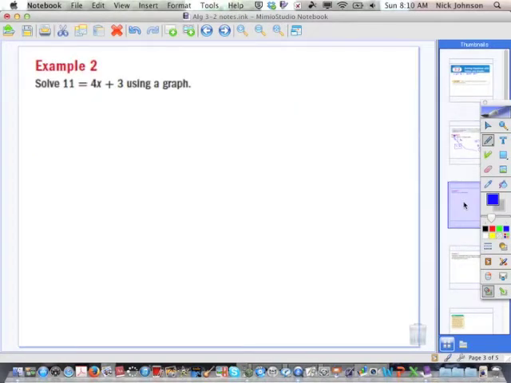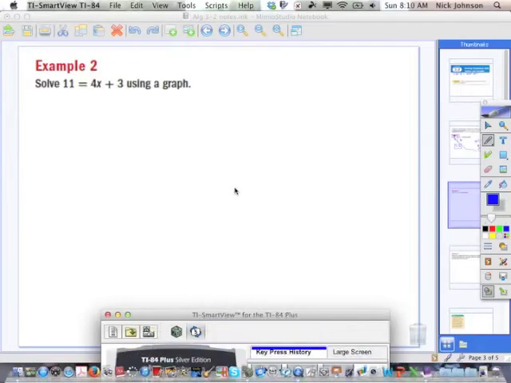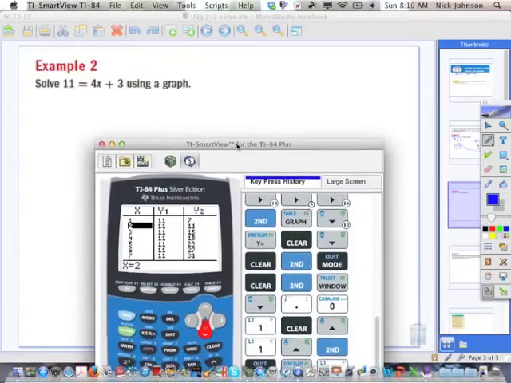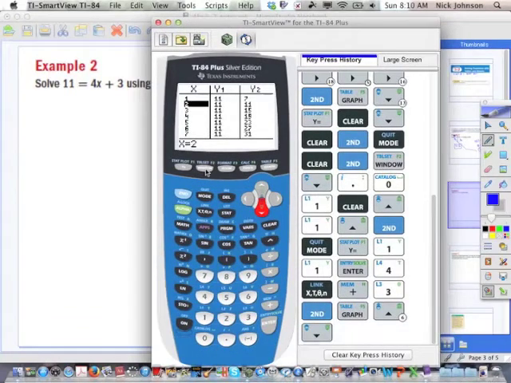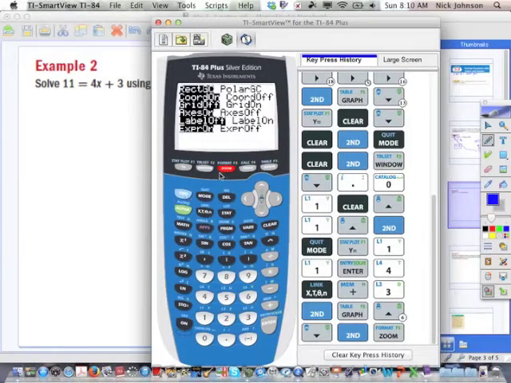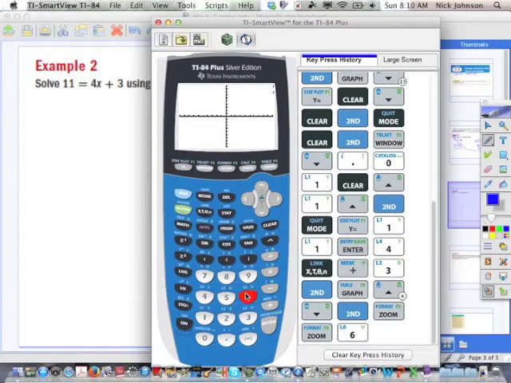Example 2 says, solve the same problem using a graph. So all I have to do is go back here. And what I need to do is make sure that my window is big enough, and if I hit zoom standard, okay?